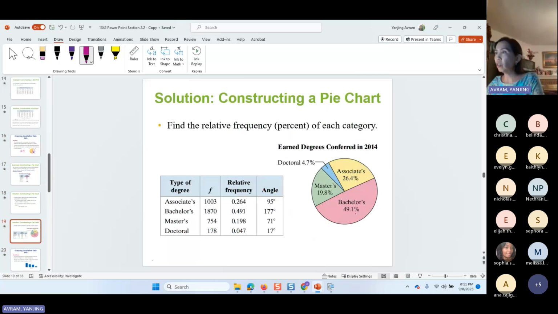So looks like the bachelor degree got the most in here, 49.1%, right? Associate degree is 26.4%. And when it got to the doctoral degree, it's less than 5% in here, all right? So that is this type of pie graph. And this pie graph is pretty clear to read because it only has 4 categories, right?